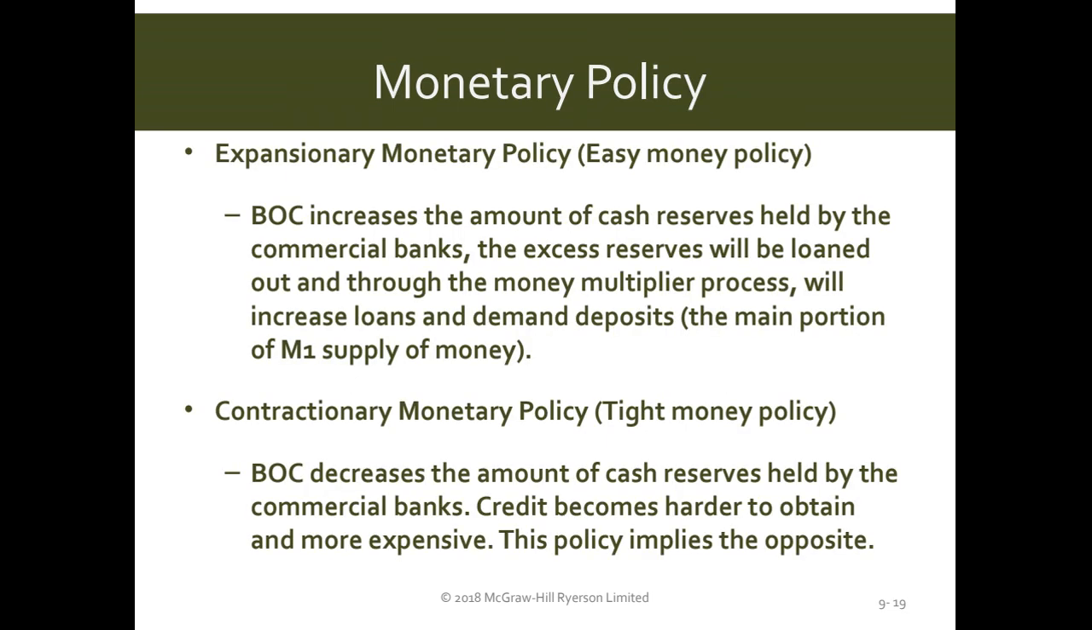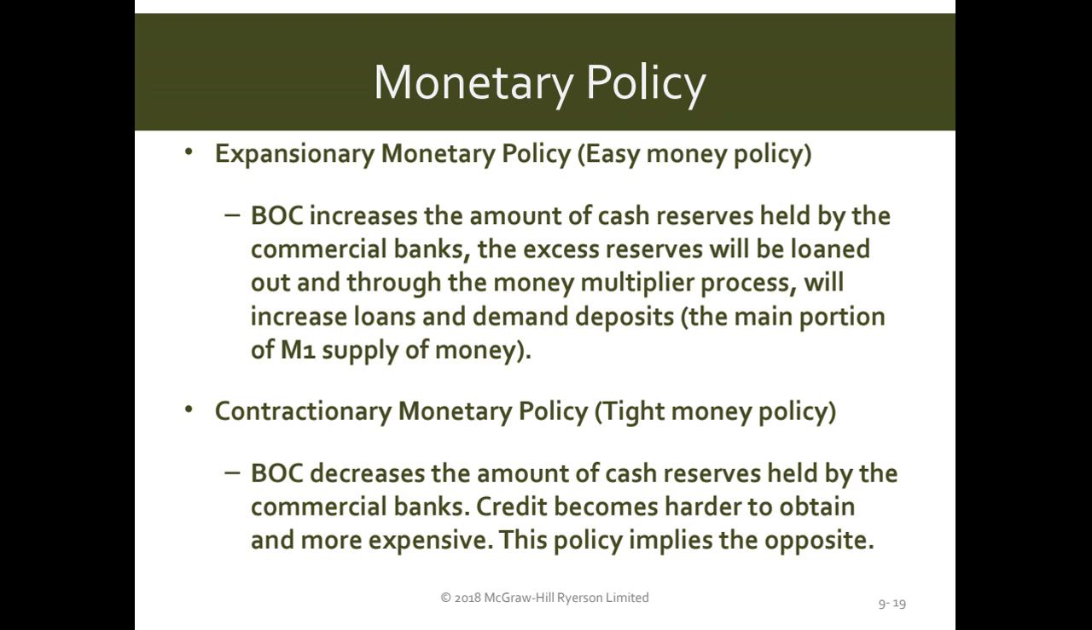So there are two types of monetary policy. Remember, we did talk about in chapter number 7 as well, expansionary fiscal policy and contractionary fiscal policy. Now we have expansionary monetary policy and contractionary monetary policy. So let me first read this out first, and then we discuss. So Bank of Canada increases the amount of cash reserves held by commercial banks. So Bank of Canada will increase the reserves of commercial banks.